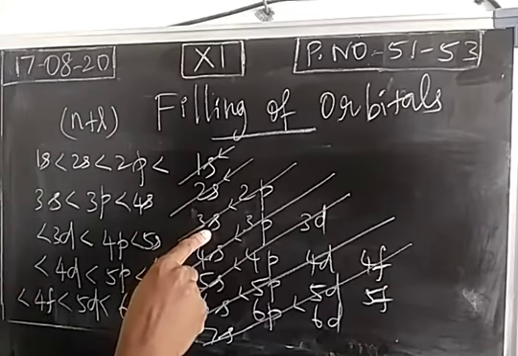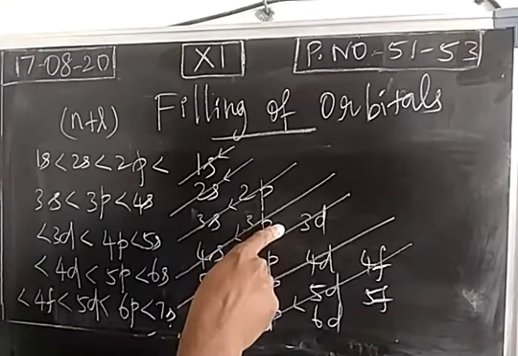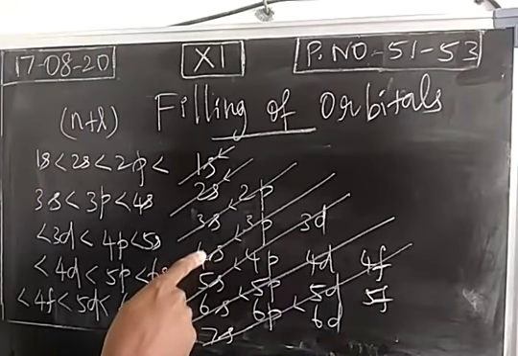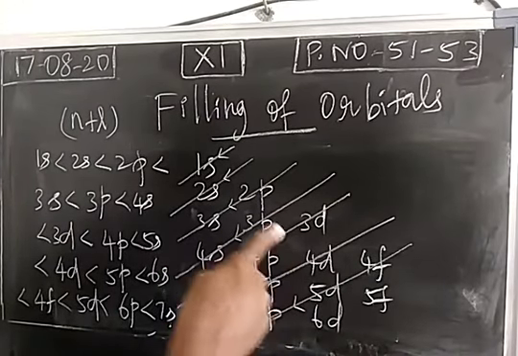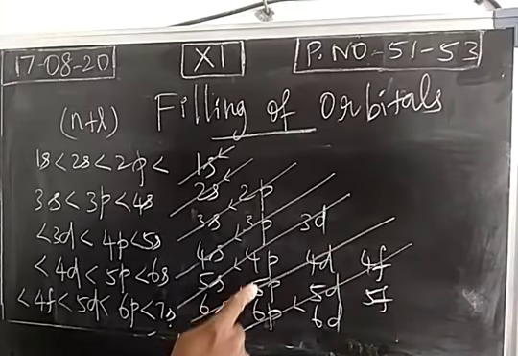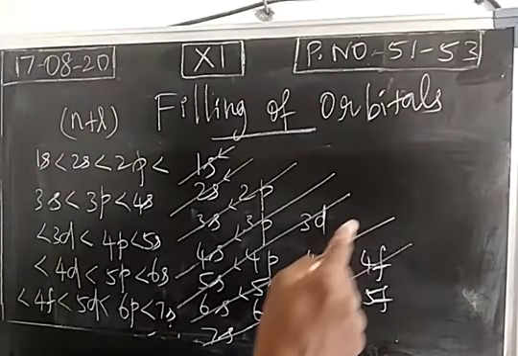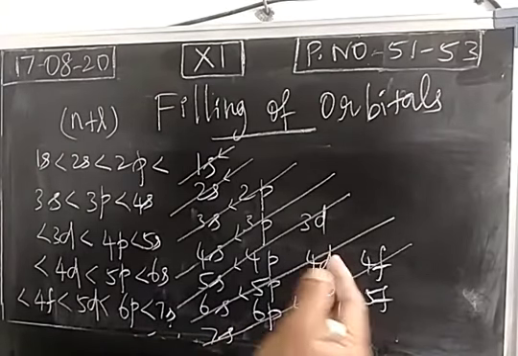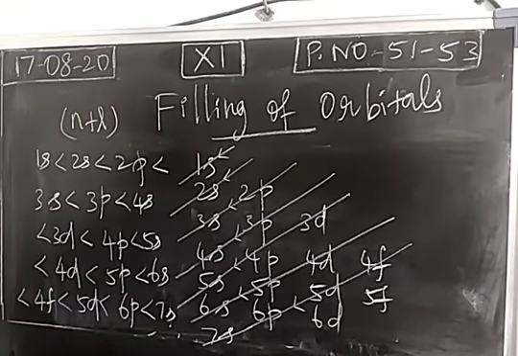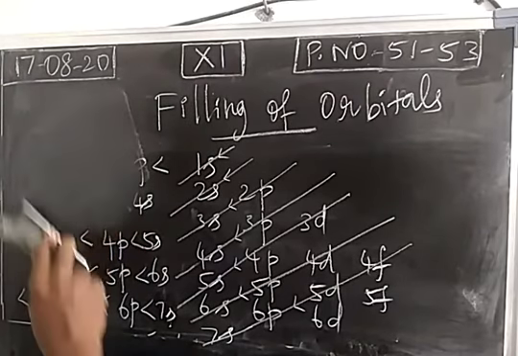2p, then 3s. After 3s you have to go here again. 3p, 4s. Again 3d, 4p, 5s. Then 4d, 5p, 6s, then 4f, 5d, 6p, 7s. Like that. So when you write in this order, it will be exactly equal to the order of energy of orbitals arranged based on n plus L value. So this is the simple way of identifying the order of energy of orbitals.